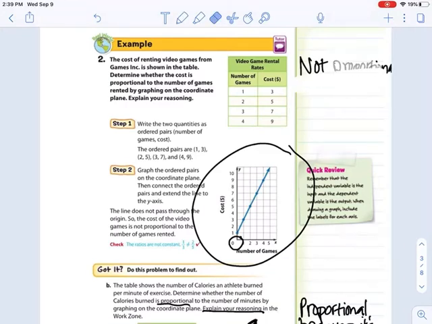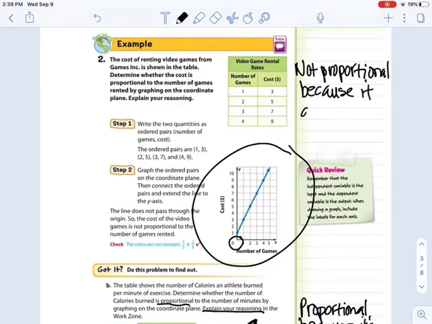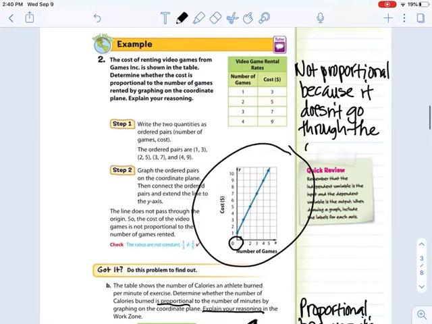Whoa, that looks bad. Let's try this again. Not proportional because it doesn't go through the origin. Okay, so in order for it to be proportional, it has to be straight and has to go through the origin. If it doesn't meet both of those criteria, then it is not proportional.